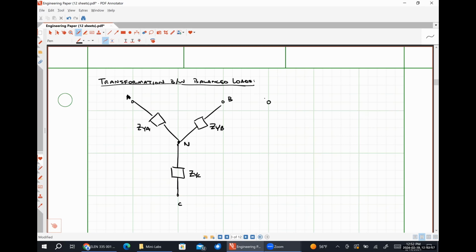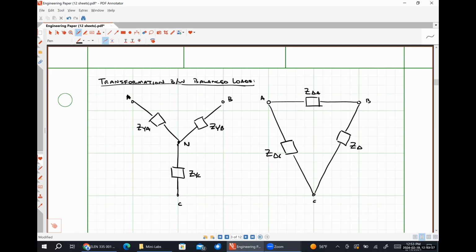Then over here on this side, I'm going to put a delta connected load, putting the terminals in the exact same place. So this will be Z delta A. This guy over here is Z delta C. And this guy over here would be Z delta B.